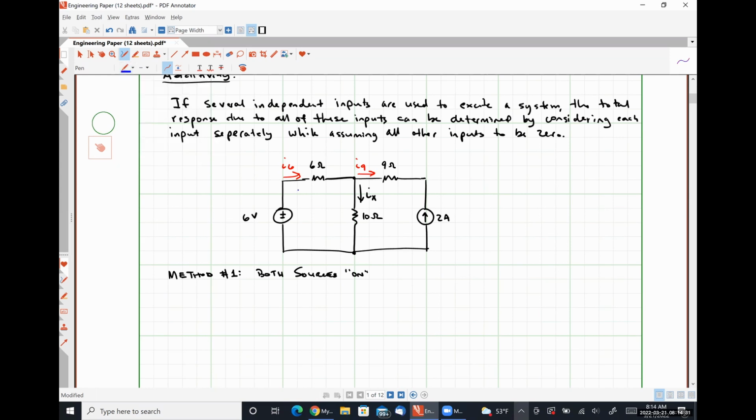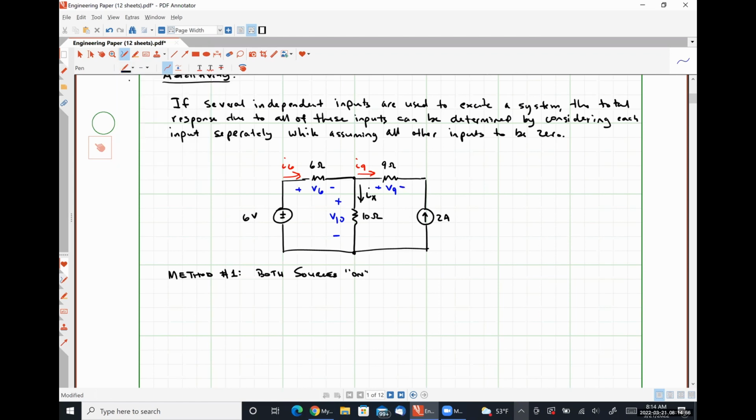I'm going to call this voltage V6. I'm going to call this voltage V10. I'm going to call this voltage V9, like so. So I'm just labeling unknown voltages and currents.